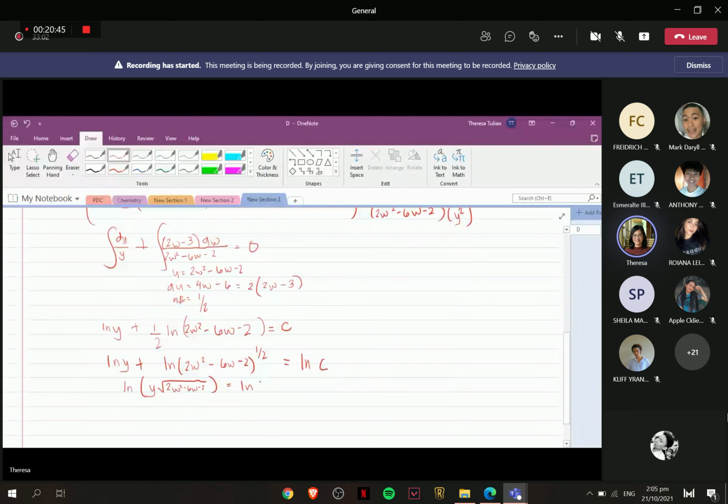So, para mawala naman ngayon yung ln, we raise both sides to e. So, if we're going to raise both sides to e, okay, what will be left is y squared of 2w squared minus 6w minus 2 is equal to c. Nawala na yung ln.